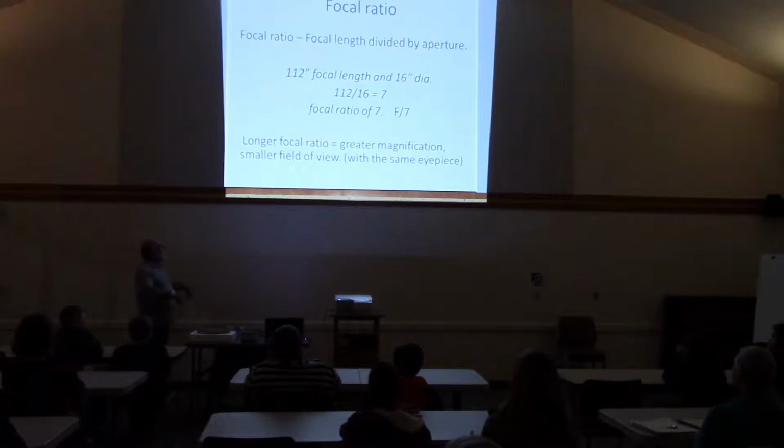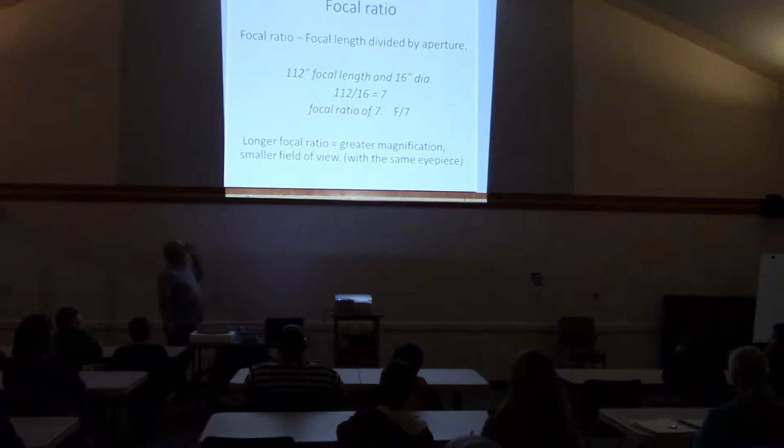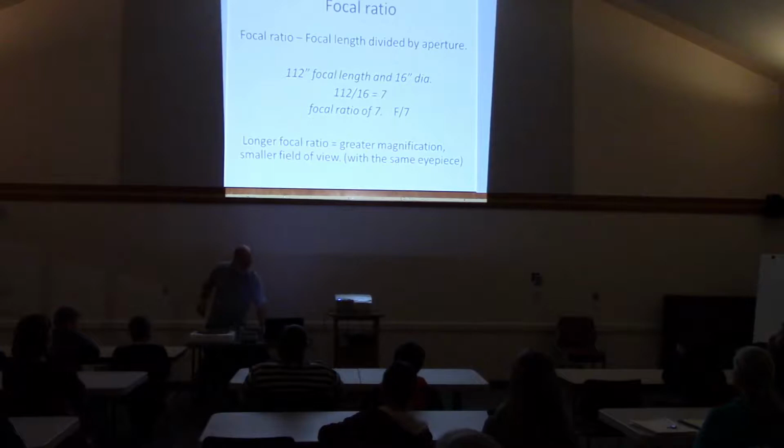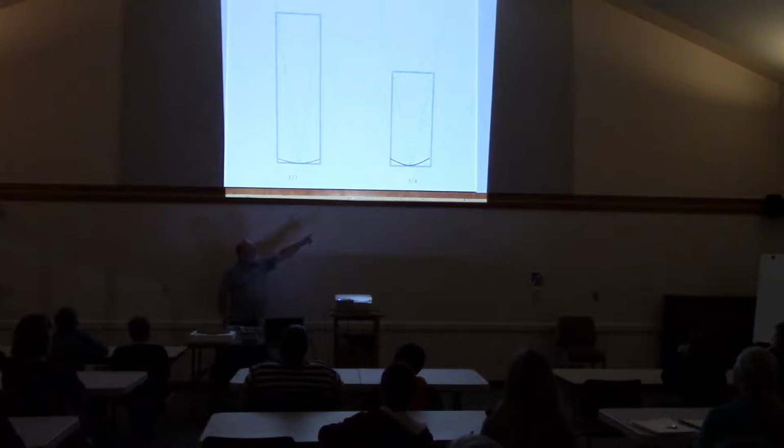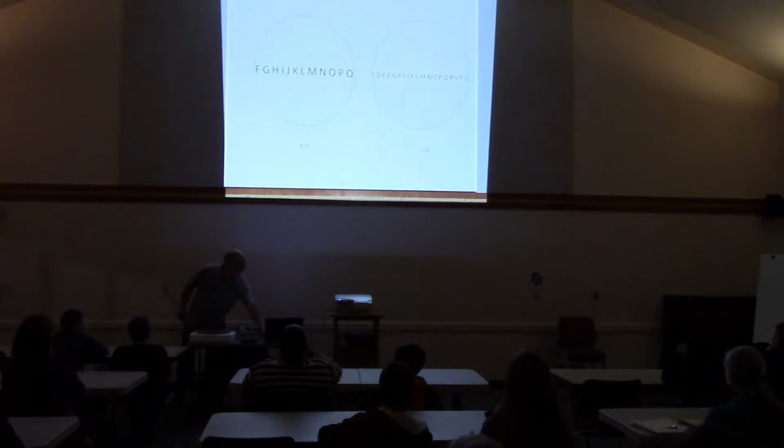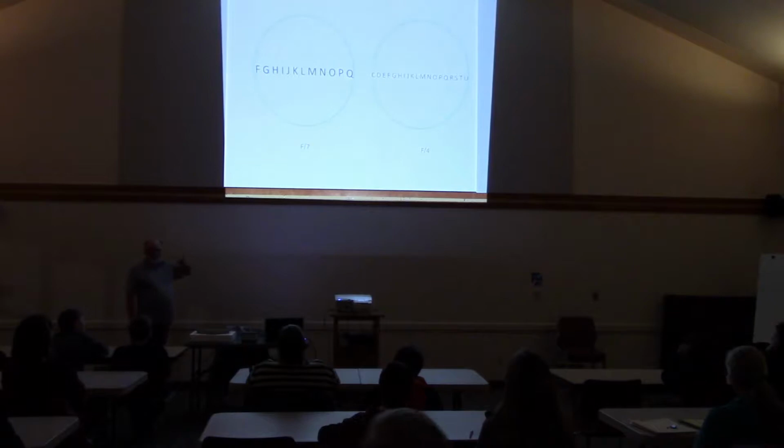range telescope. The longer the focal ratio, the greater the magnification with the same eyepiece. But the trade-off is a smaller field of view. The key there is the same eyepiece. Here you see an F7 and an F4. The F4, you notice it has a tighter radius on the mirror. And here's an F7. You can see how you have a wider field of view with a faster or shorter focal length, which is considered a faster telescope. And this is what you get with the same eyepiece. It's a good demonstration of the difference between a long focal length and a short focal length.